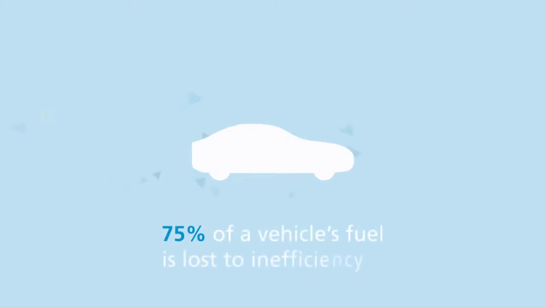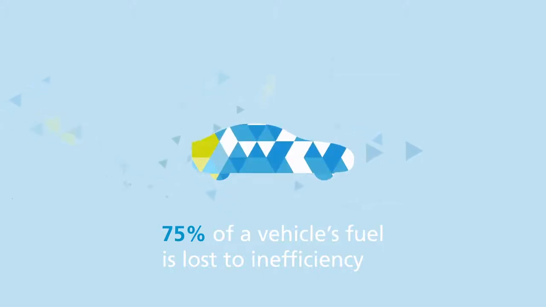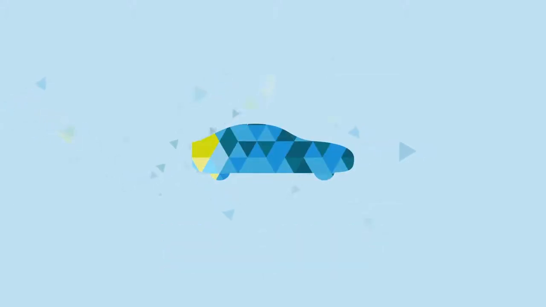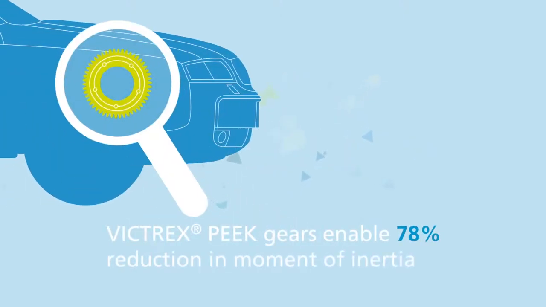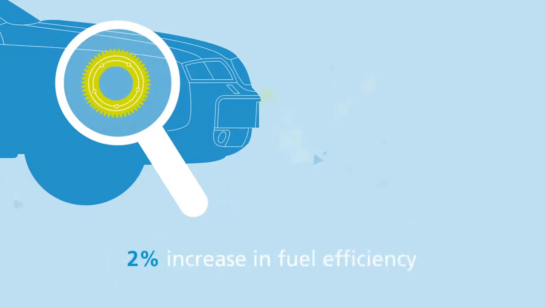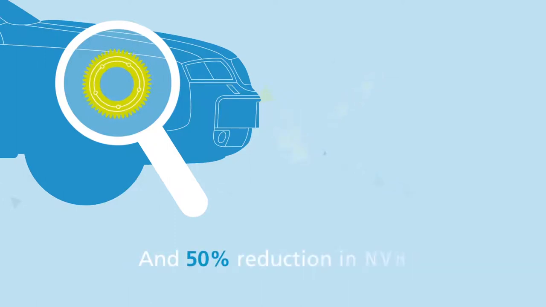75% of an automobile's fuel is lost to inefficiency, most of it caused by frictional losses. Replacing cast iron gears with Victrex PEEK solutions has led to a 78% lower moment of inertia, reducing energy loss and improving fuel efficiency by 2%. This helps to achieve legislative requirements. It also enables a 50% noise reduction, improving driving pleasure.